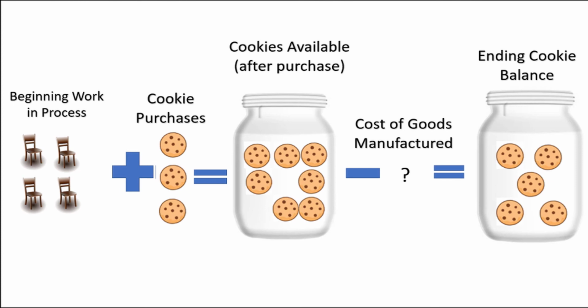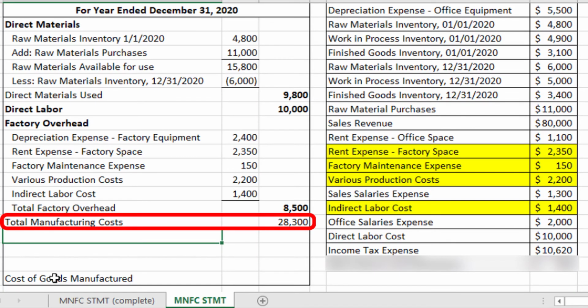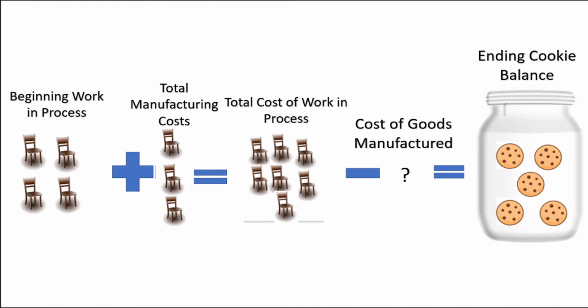Next, the cookie purchases turn into the total manufacturing costs. This was the line from before, which represented the total production cost that got added this period. Instead of adding cookies to the cookie jar, we are adding the new product costs to our total. This gives us the total cost of work in process, kind of like the total number of cookies in the cookie jar just before anything was eaten. This is the total cost of all work that was in process this period.